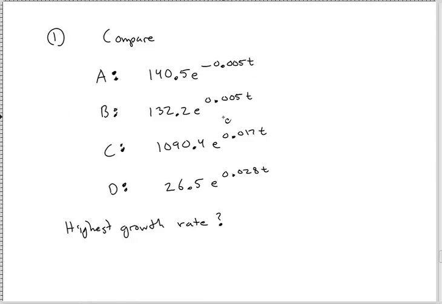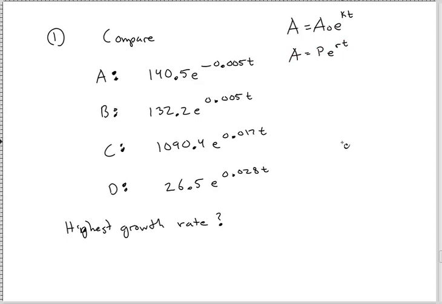The first one says compare. We're comparing these different population models of different countries here, and they say which is the highest growth rate. And so we're obviously going to be looking at the growth rate part up here. If you want a formula, I guess, it's A equals A naught e to the kt. They're going to use that throughout the section. But again, we've seen this before in one of the first sections.